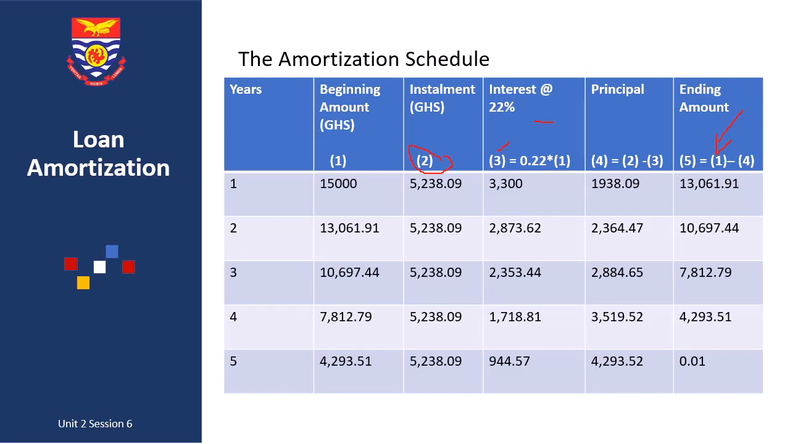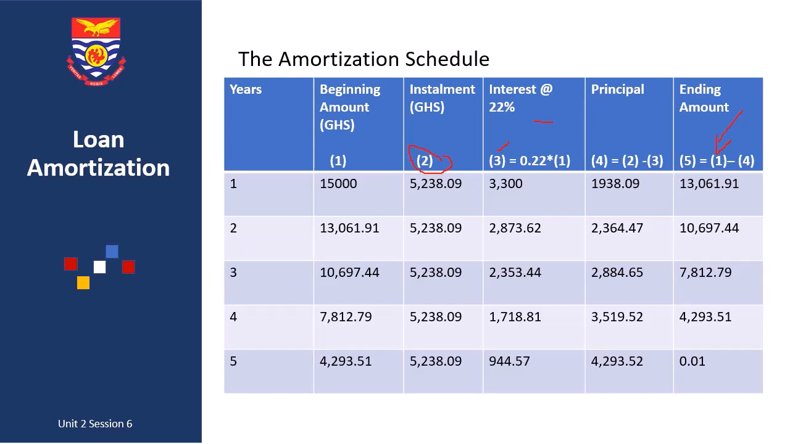So 1 is the beginning amount. So the beginning amount of the loan, if you less the principal amount that you've paid from it, then you get the closing value of the loan as at the end of what? Year 1. You get it? So I hope now you understand all the variables.